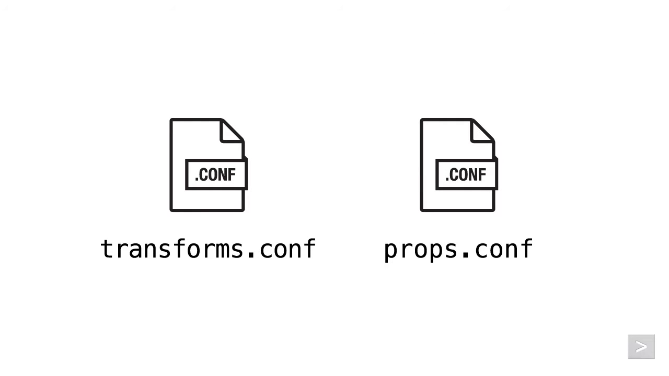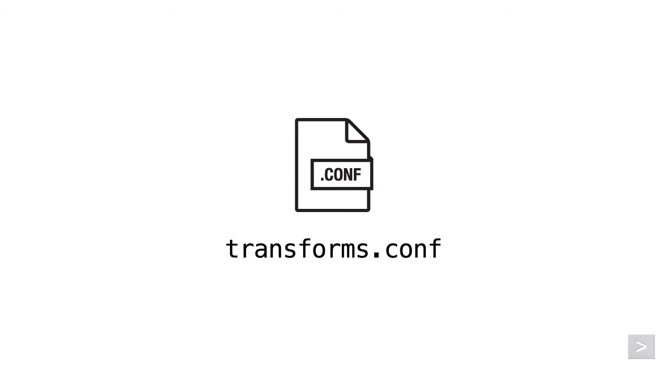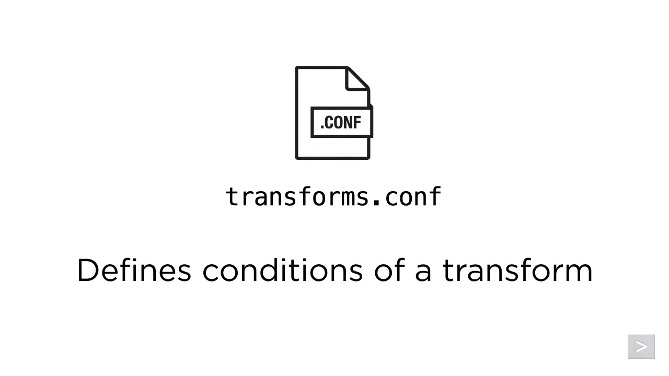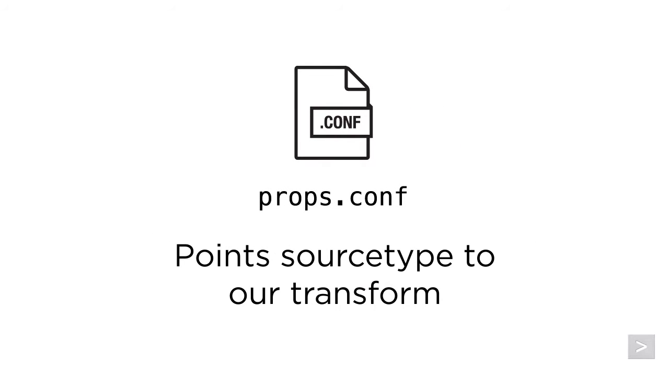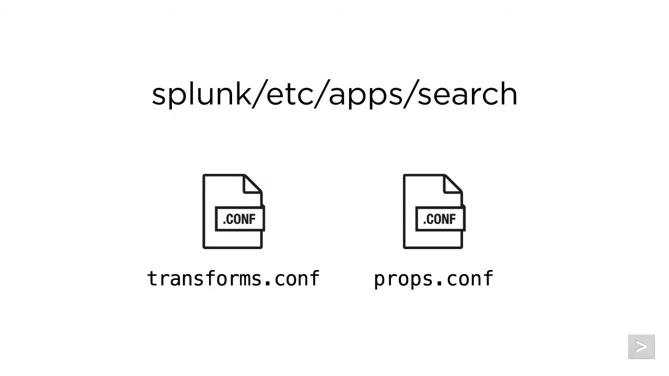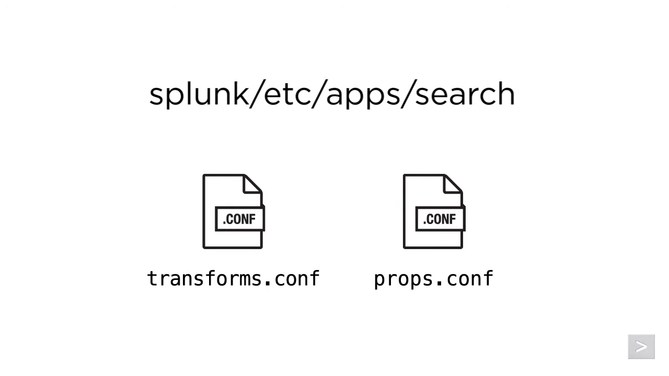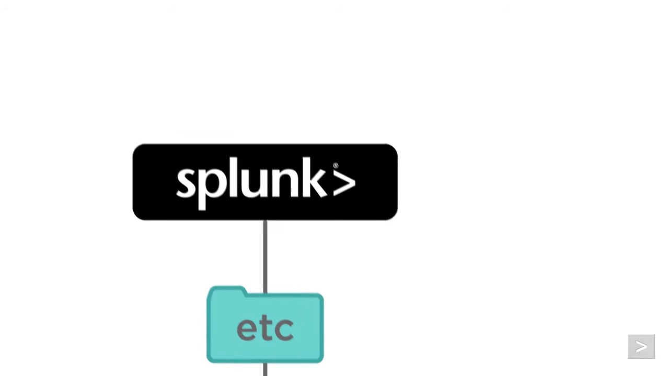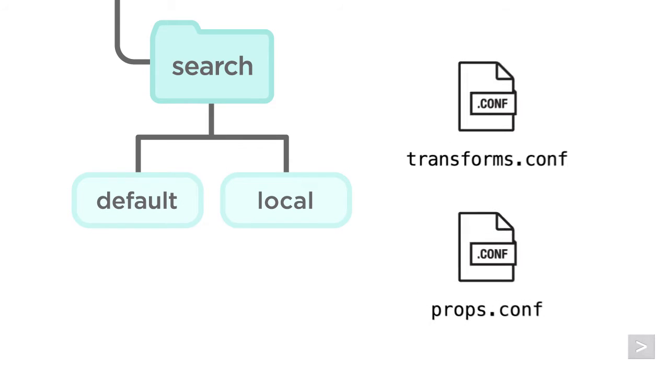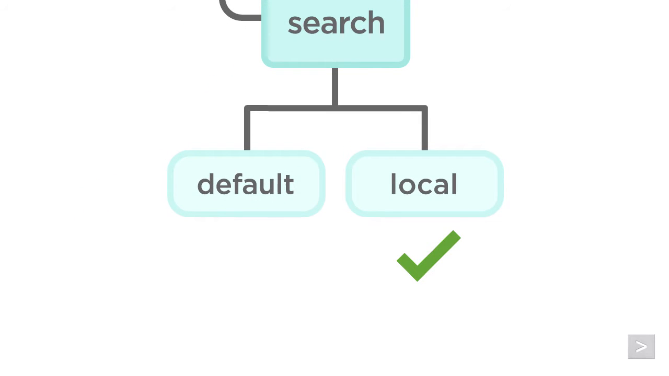To do this, we need to change 2 files within our instance. First, the transforms.conf file, where you define the conditions of a transform. And second, the props.conf file, to point our source type to our transform. Since we'll be using the search app for this example, we need to make our changes in the directory that belongs to that app. Our 2 .conf files are in the local directory of the search app. Always make your changes to the local directory. Never change the default files.